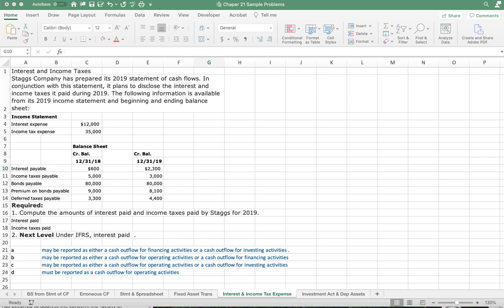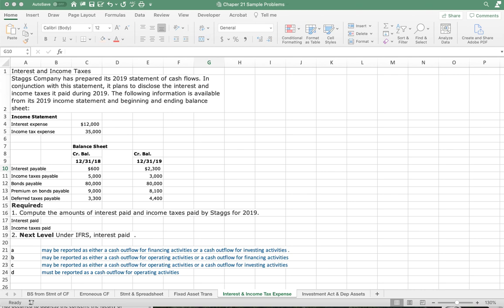Income taxes. Stag's company has prepared its 2019 statement of cash flows. In conjunction with the statement, it plans to disclose the interest and income taxes it paid during 2019. The following information is available from the 2019 income statement and beginning and ending balance sheet.